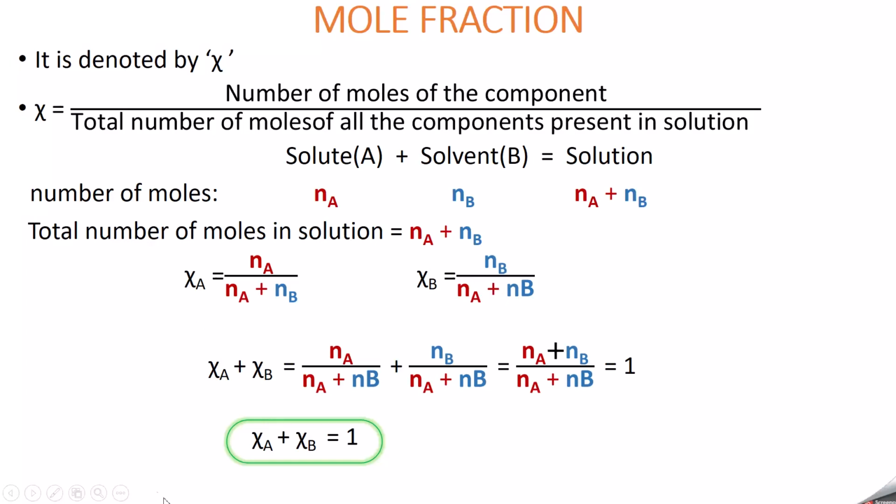When you add psi A and psi B, you have psi A plus psi B equal to Na by Na plus Nb, plus Nb divided by Na plus Nb. When you simplify, it is equal to 1. So the mole fraction of components A and B together is equal to 1. Always it will be like this. When you take the mole fraction of all the components in the solution, the sum will be equal to 1.